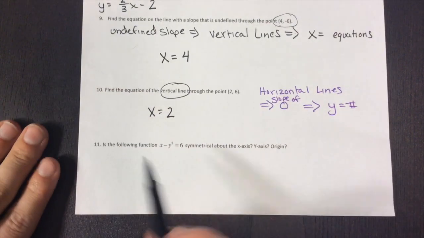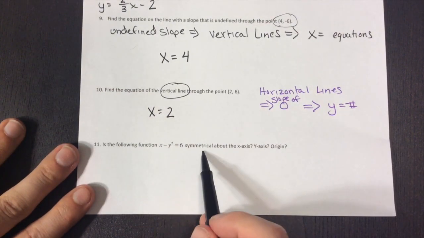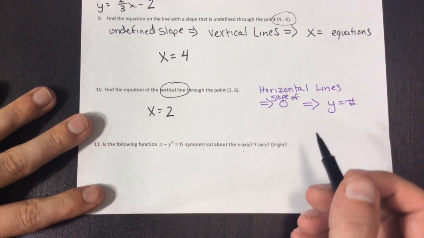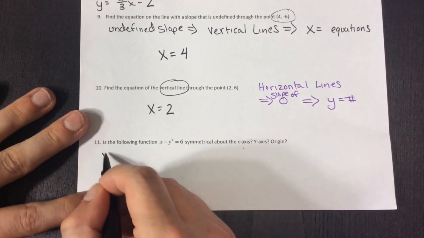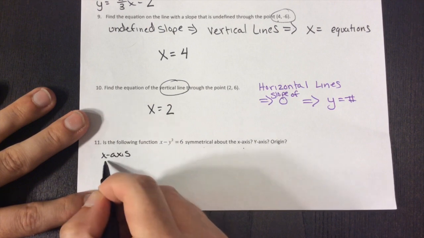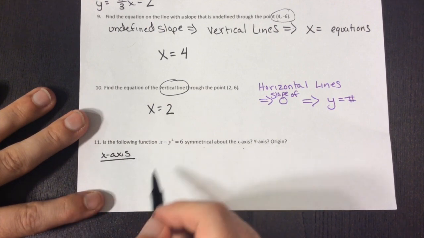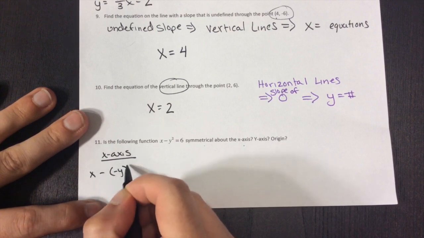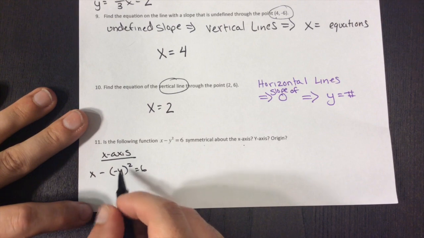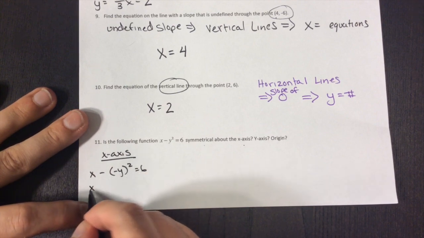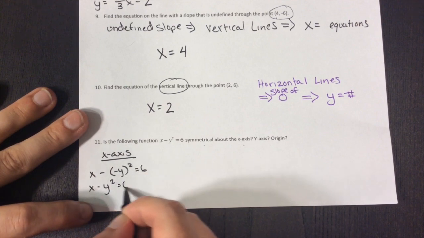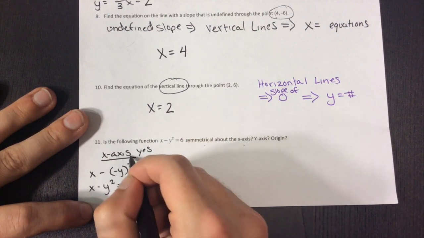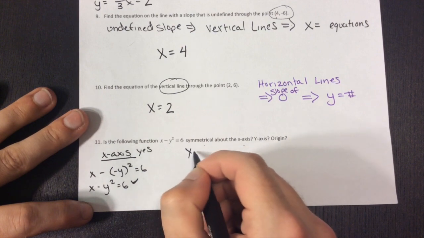Last up, is the following function symmetric about the x-axis, y-axis, and origin? So to figure out if something is symmetric about the x-axis, we plug in a negative y. So I have x minus negative y squared equals 6. Well, this squared just makes it positive, which gives me the original. So it is symmetric about the x-axis.